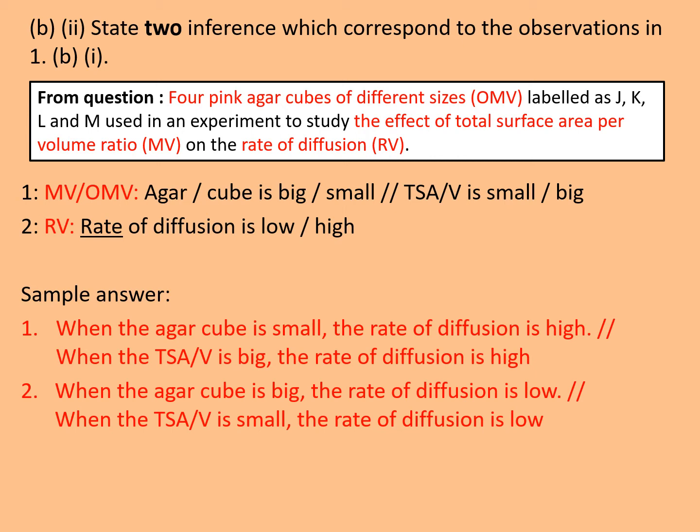Number 2, when the agar cube is big, the rate of diffusion is low. Or when the total surface area to volume ratio is small, the rate of diffusion is low. Okay. This is the answer for inference. You must remember your inference must correspond with the observation. Observation number 1 must correspond with inference number 1. Inference number 2 must correspond with observation number 2.